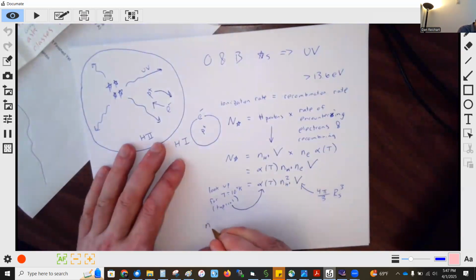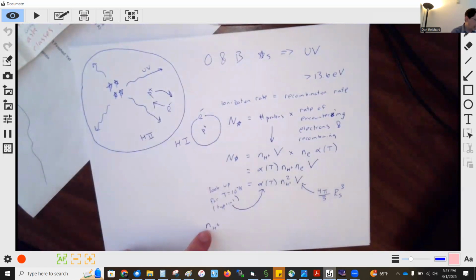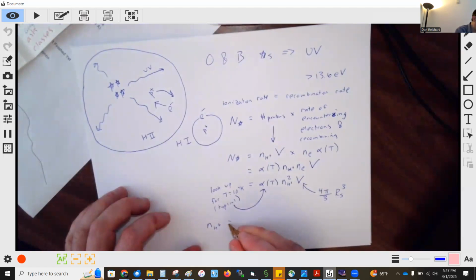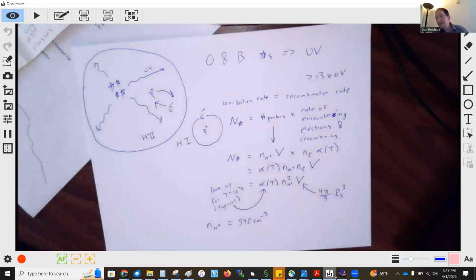And I'll skip the algebraic steps. I'll just give it to you. NH plus, the proton density in the inside, is 540 per cubic centimeter. I haven't mentioned this before, astronomers are old school. You all use MKS. Astronomers, many of us still use CGS from like 100 years ago. Instead of meters, we use centimeters. Instead of kilograms, we use grams. We use seconds, same as everyone else.